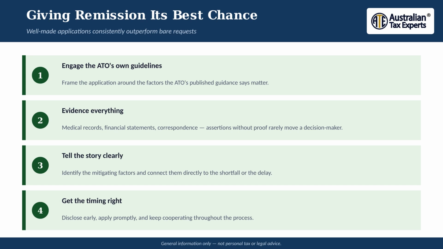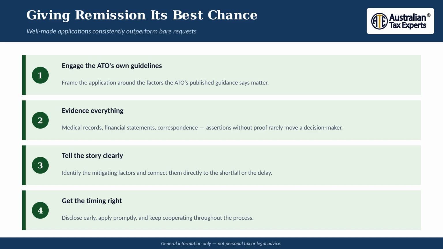So what separates the applications that succeed from the ones that fail? 4 disciplines. First, engage the ATO's own guidelines. Frame your application around the factors its published guidance says matter, because that is the checklist the officer is working through. Second, evidence everything. Medical records, financial statements, correspondence. Assertions without proof rarely move a decision-maker.